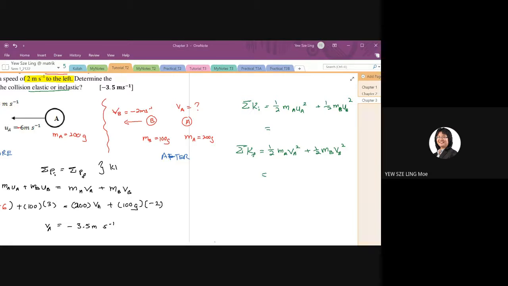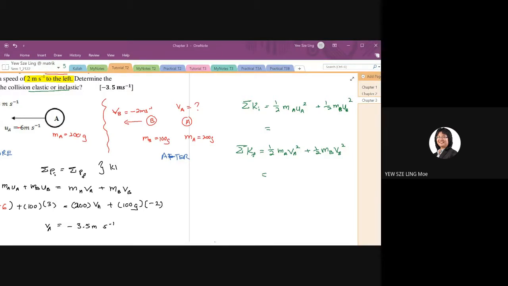Is there no one else who has the answer? Elastic or inelastic? Post it in the chat box. I want to see you guys try it or not. Okay, so good. A lot of you got the answer already. It is inelastic collision. So that is how we prove it.